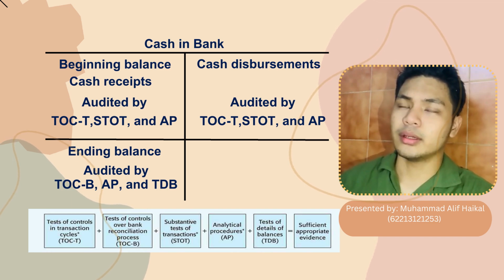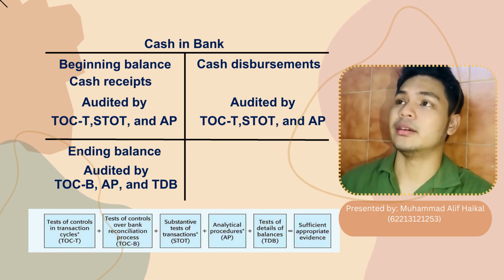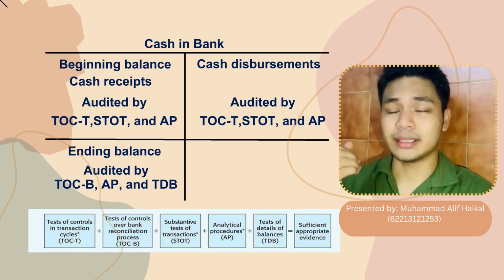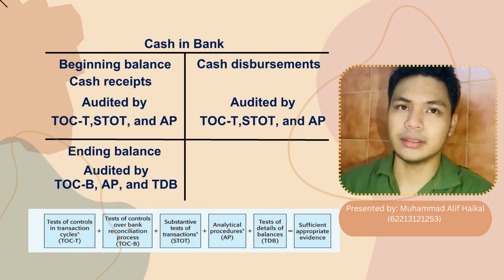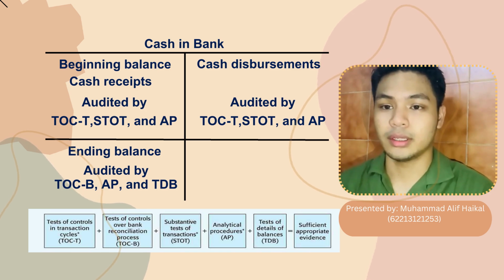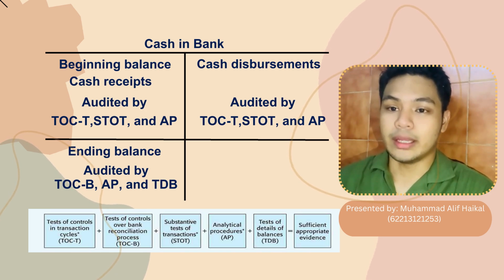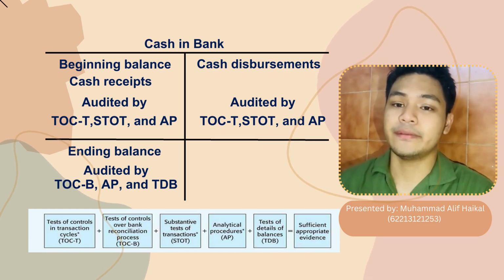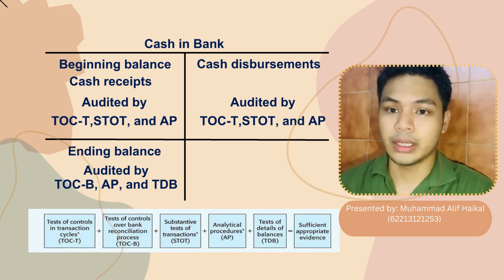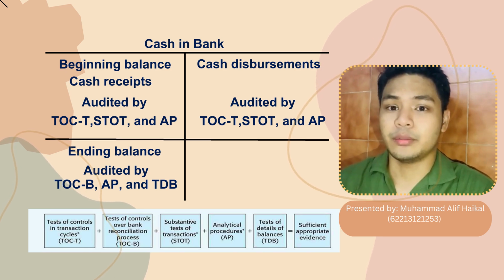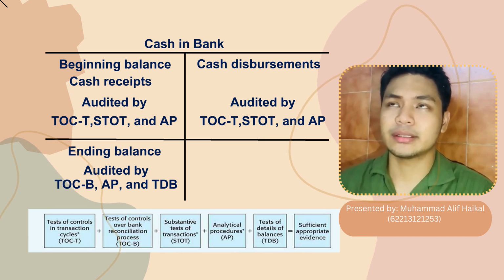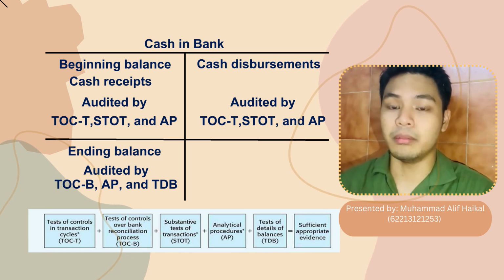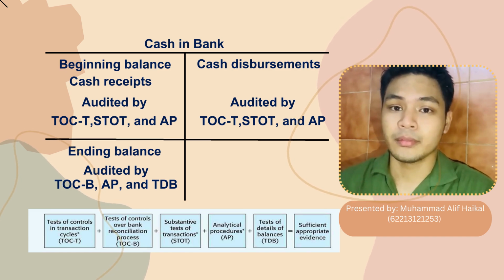Imagine that cash in the bank is like a math equation. So it is starting cash plus money in minus money out, which is equal to ending cash. To audit this, auditors have their own tests. Firstly, test of control. Example, is the system working? It is test of control for transactions and test of control for bank reconciliation.